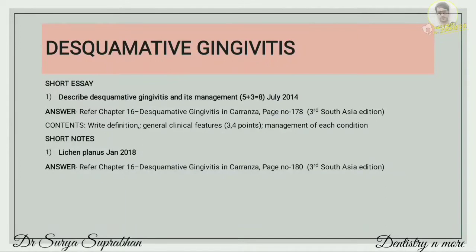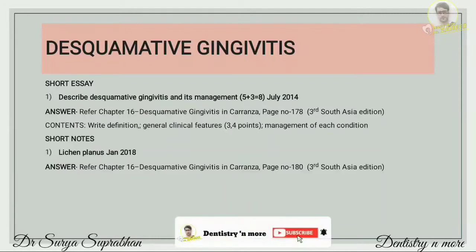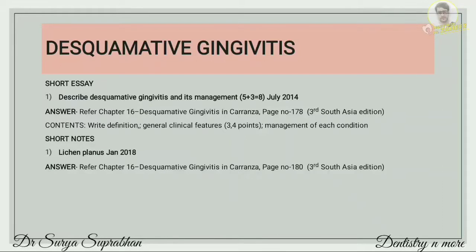Next chapter is desquamative gingivitis. Desquamative gingivitis and its management is the first question. For this question, you have to first define what desquamative gingivitis is and then write the general clinical features. If possible, you can give a classification also. And then for the management part, you have to write the management for each condition. For your reference, there is a table in Carranza where they have given the therapeutic approaches for each condition. The table is 16.2, so please refer to chapter 16.